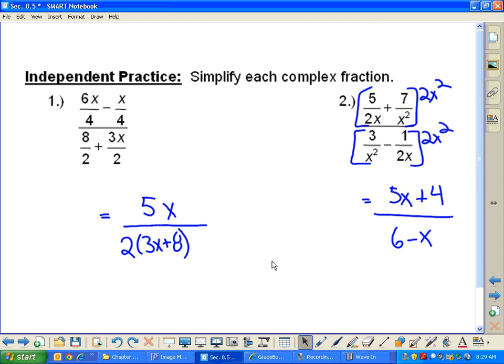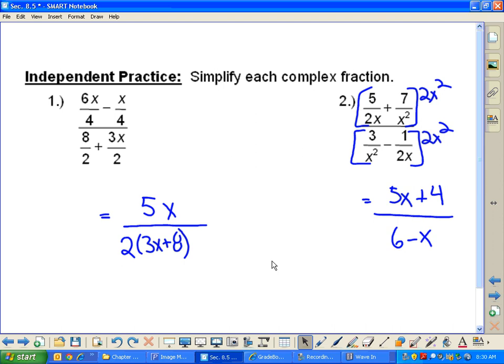So I ended up with 5x plus 4 over 6 minus x. And those are all factored and simplified completely, so I know I'm now done with the problem. Following this particular lesson, you'll see that you do have a little bit of bookwork. You would now be ready for page 587, problems 31 to 36, just giving a couple problems a try.